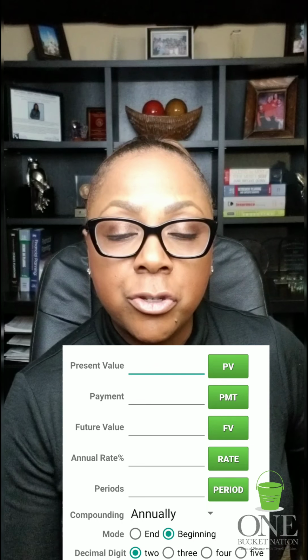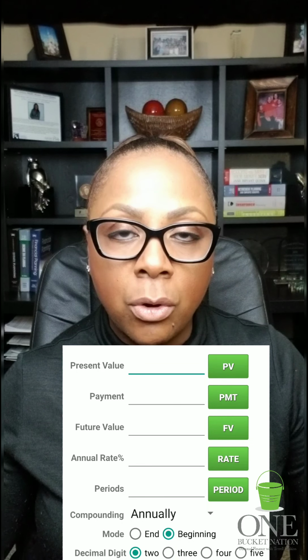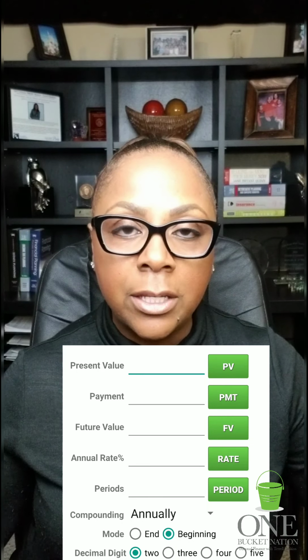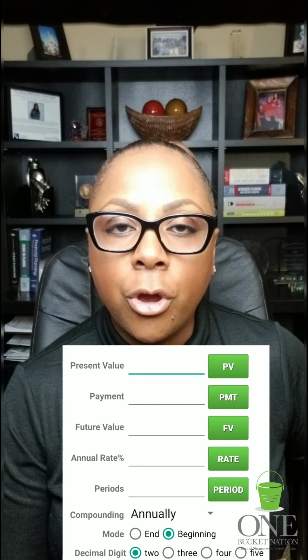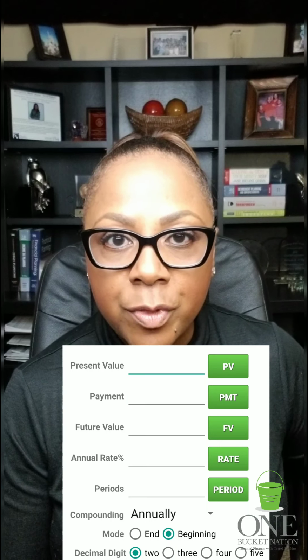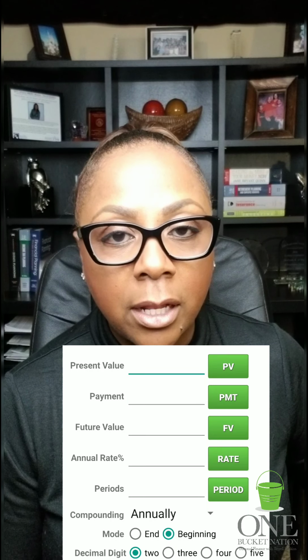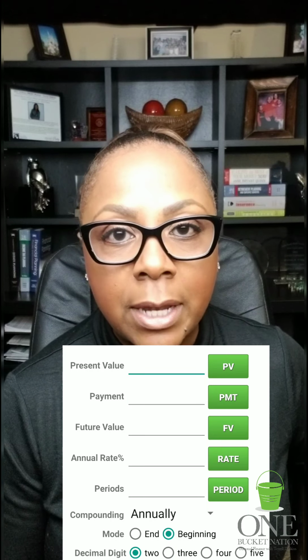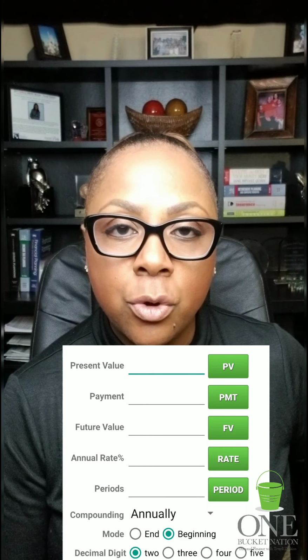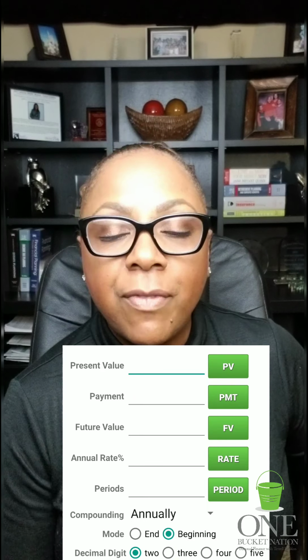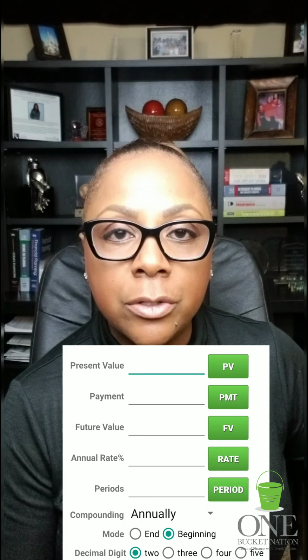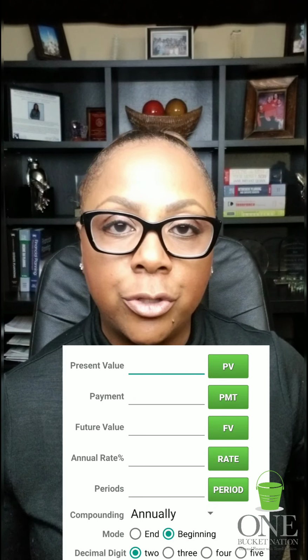Your future value just means what is your future going to look like financially. In this case, we're going to be solving for the future value of $1 million. Your annual rate just means the rate of return that you can get. And as you can tell, and I've shared with you over and over again, you're just not going to make a lot of money getting your 1% rate of return in a bank account. And finally, the period, how many years you will need in order for you to reach your goal.